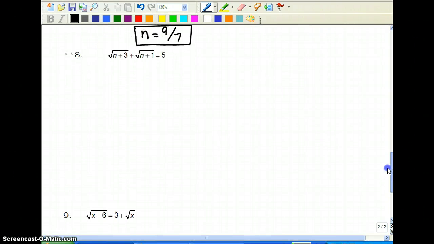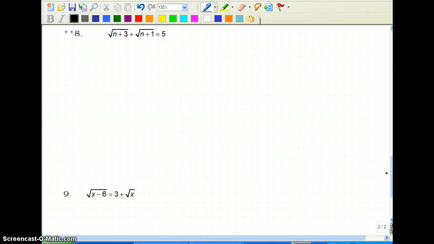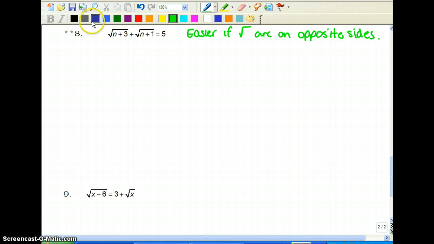All right, well, let's do number 8. Number 8 is getting a little tricky now. Our letter is underneath. So it's not like number 6 where you're not going to have to square root. You will square both sides. Okay? It's easiest if your radicals are on opposite sides. So I would move one of them. It doesn't matter which one you move. I'm just going to move the root n plus 1. So I've got root n plus 3 equals 5 minus the root n plus 1.